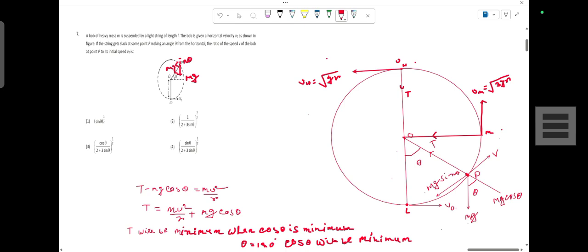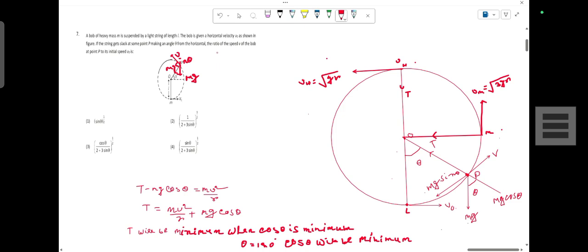So it says a bob of heavy mass m is suspended by a light string of length L. The bob is given a horizontal velocity v naught as shown in the figure. If the string gets slack at some point P, making angle theta from the horizontal, the ratio of the velocity v of the bob at point P to its initial velocity v naught. That is the direction of velocity v naught, and that is called v.